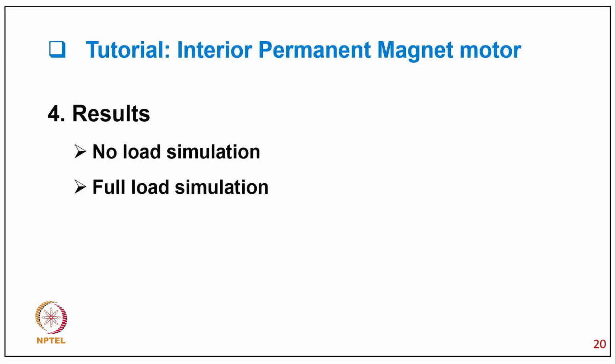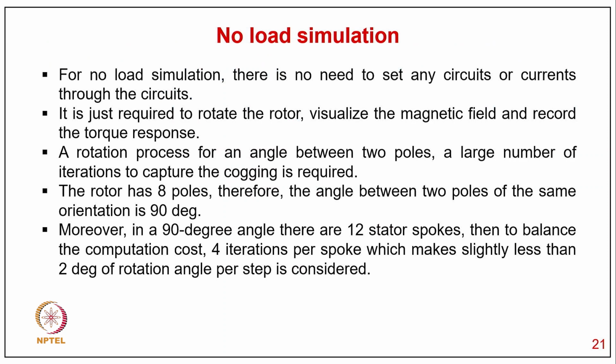And for the results, no load simulation and full load simulation. For the no load simulation, there is no need to set any circuits or current through the circuit, and it is just required to rotate the rotor, visualize the magnetic field, and record the torque response. A rotation process for an angle between two poles with a large number of iterations to capture the cogging is required, and the rotor has 8 poles.